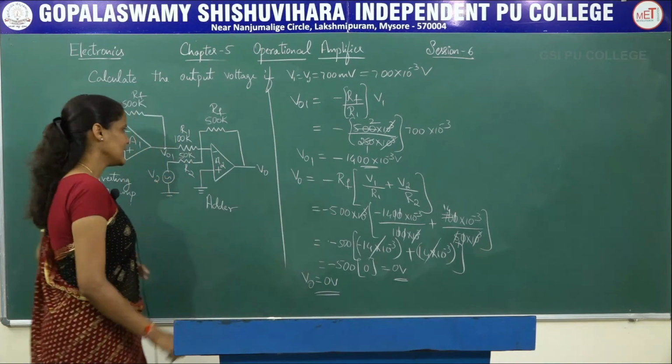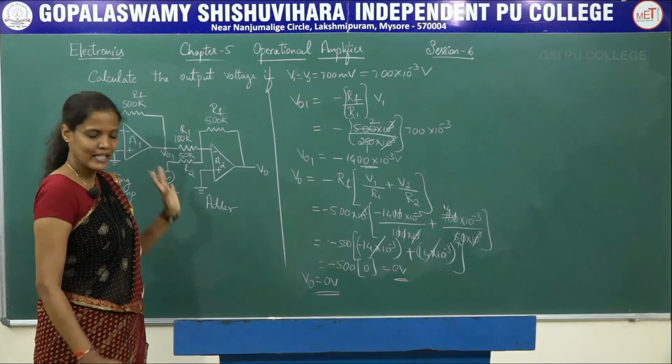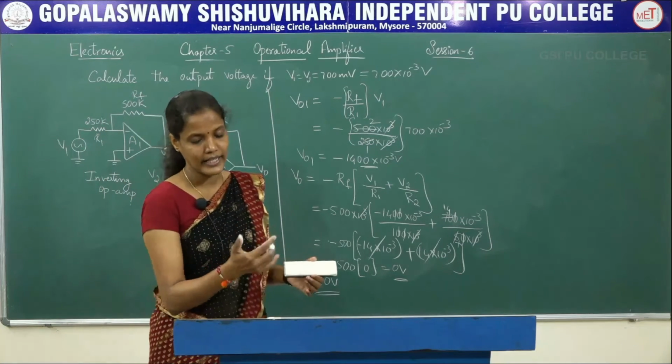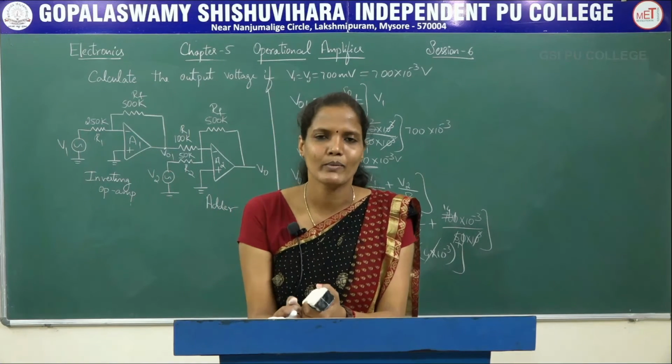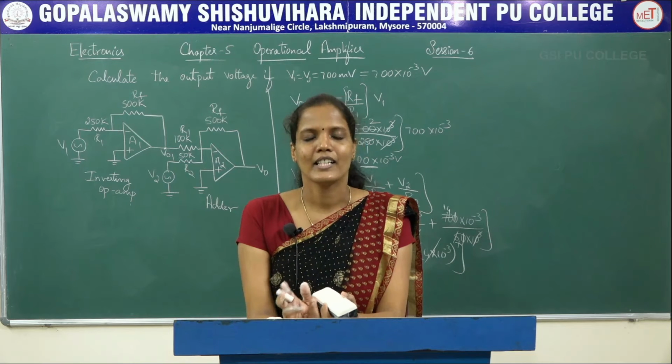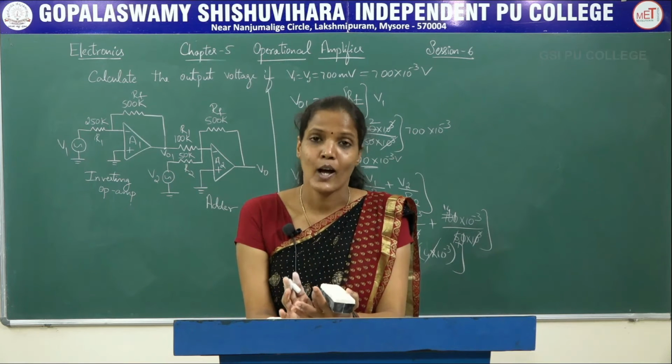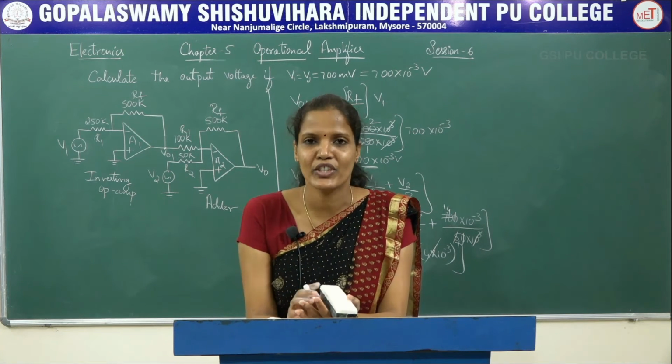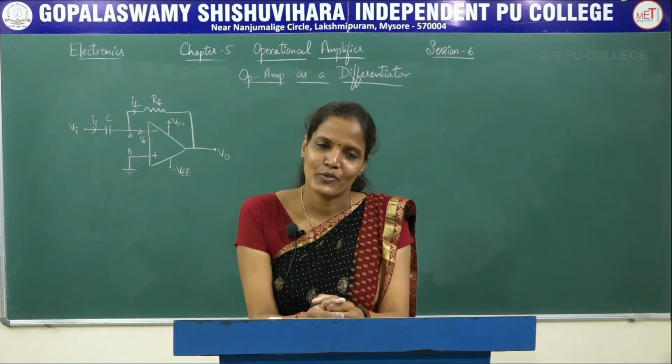So first identify which amplifier this is, accordingly write the formula for that particular op amp circuit, and then find out the final output voltage. Clear? Now let us move on to the next topic, that is op amp as a differentiator. So op amp as a differentiator.